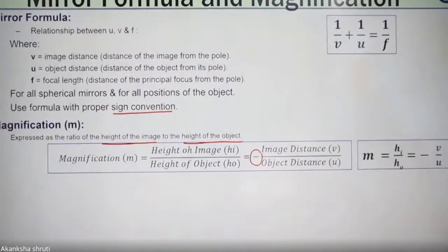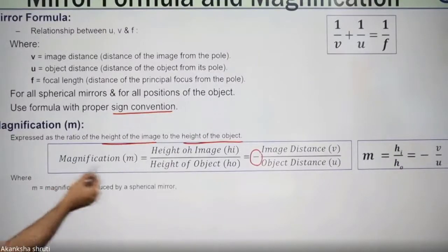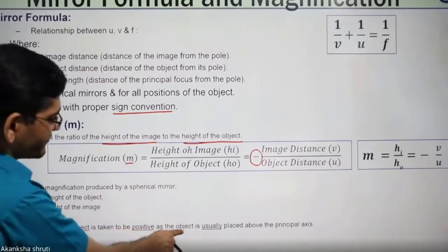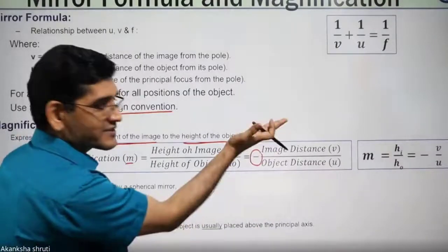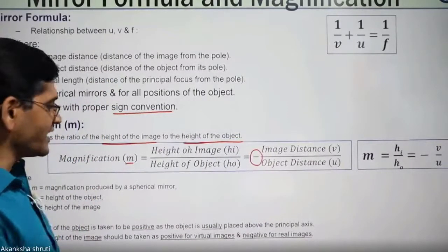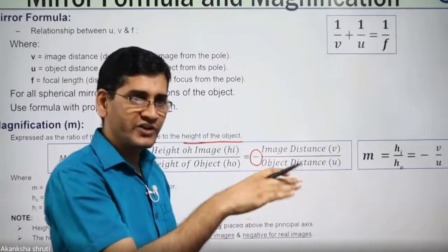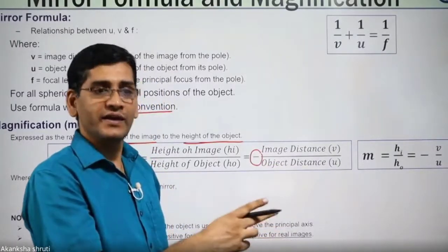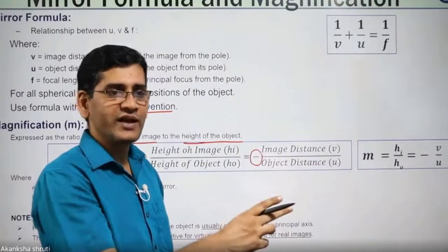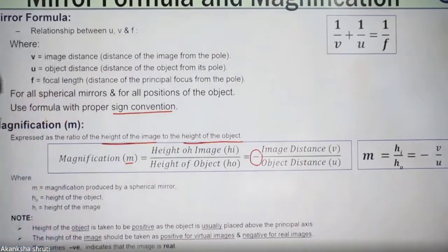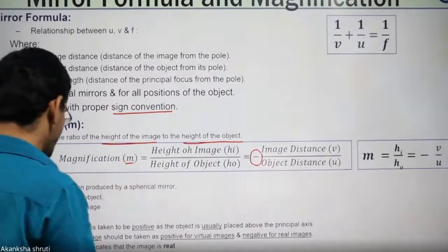Students, the symbol M is for the magnification of the spherical mirror, HO is height of object, HI is height of image. Also note that height of the object is taken positive as usual because the object is placed above the principal axis. Height of the image depends on the image formation. If it is real, it will be below the principal axis, so it is taken negative. If it is virtual, it will be above the principal axis, so it has to be taken positive.